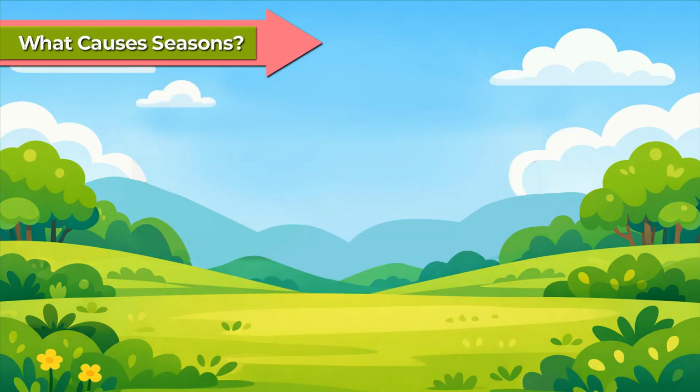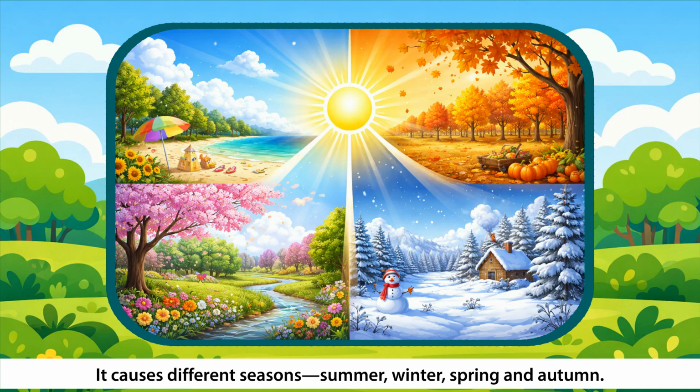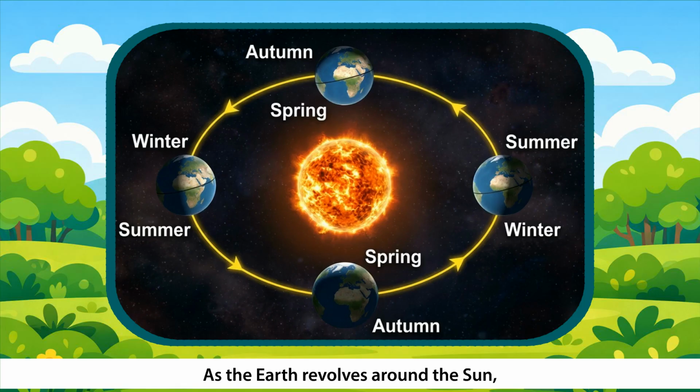What causes seasons? The earth moves around the sun. This movement is known as revolution. It causes different seasons: summer, winter, spring, and autumn. The earth is tilted on its axis. As the earth revolves around the sun, different parts of the earth get more or less sunlight.